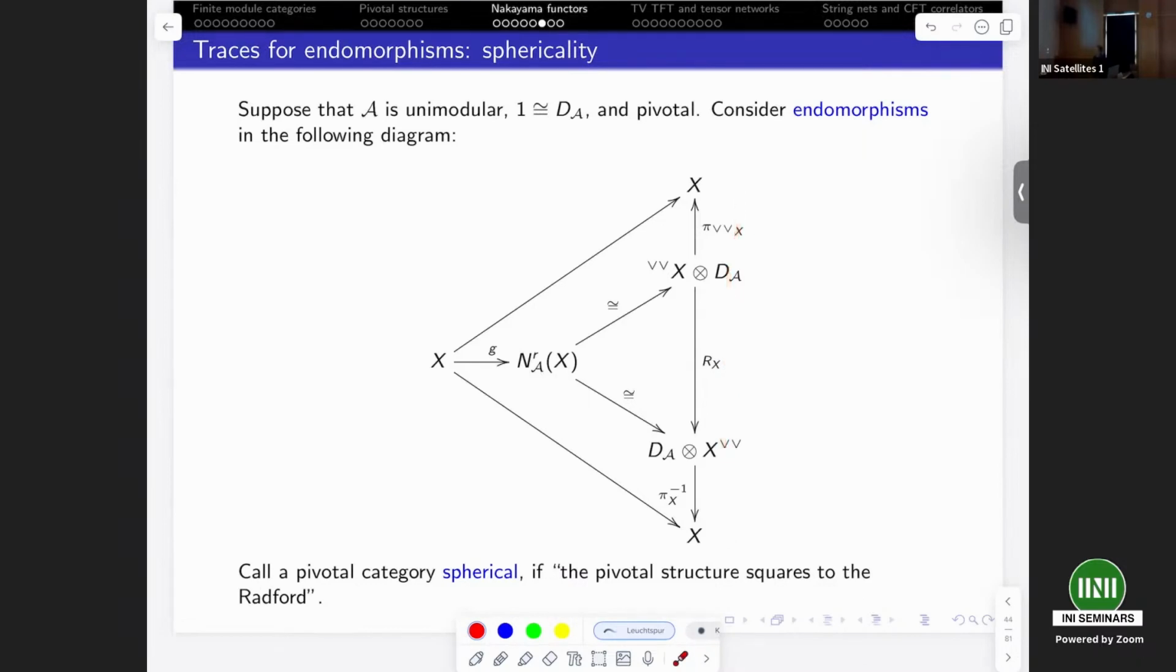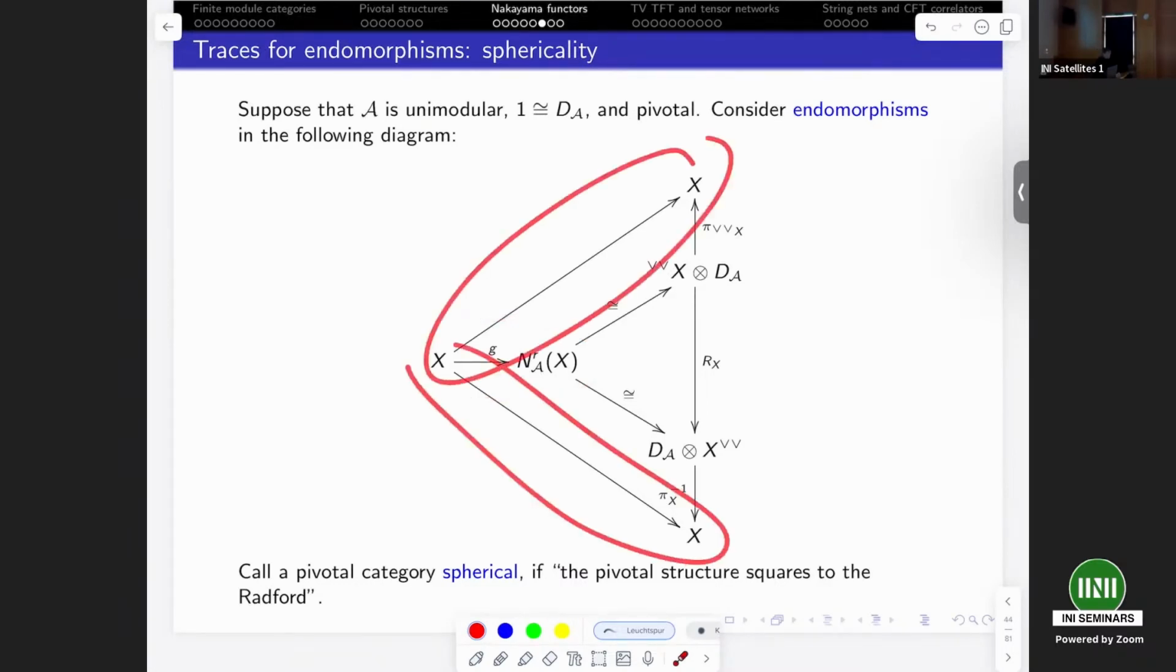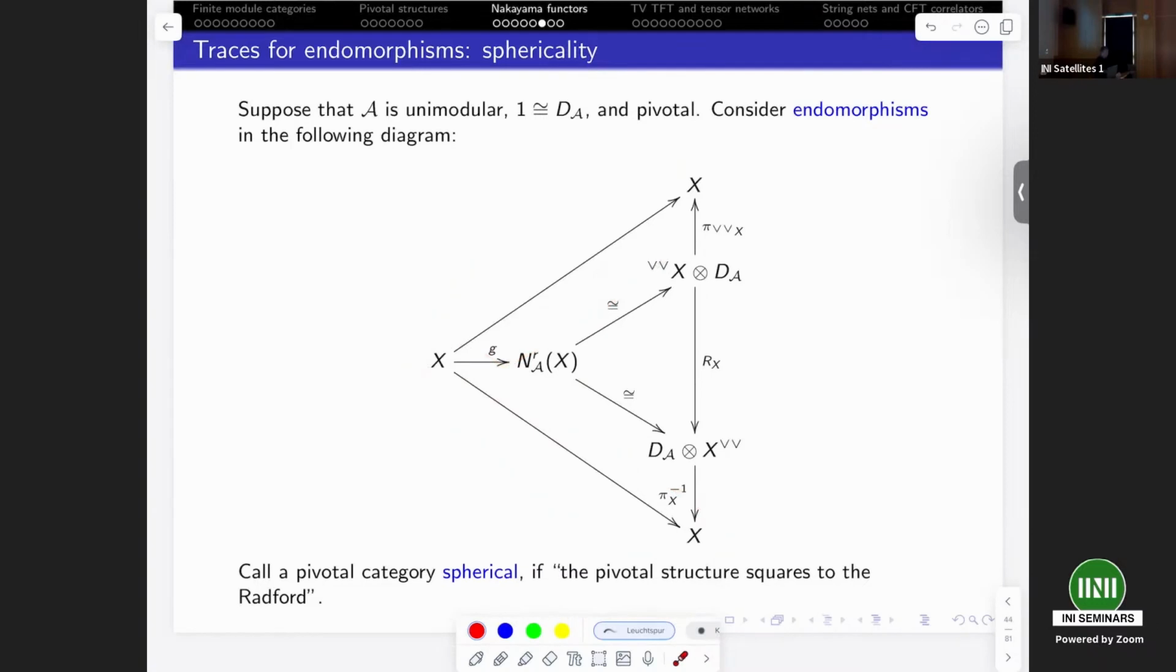So it makes sense to impose the condition that this is really the identity, because then we can transform those morphisms on which traces are naturally defined to endomorphisms in a unique way. And that's the definition of a spherical tensor category. So in a sense, I would summarize it by saying the pivotal structure squares to the identity.